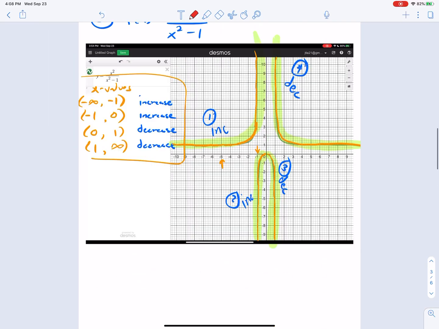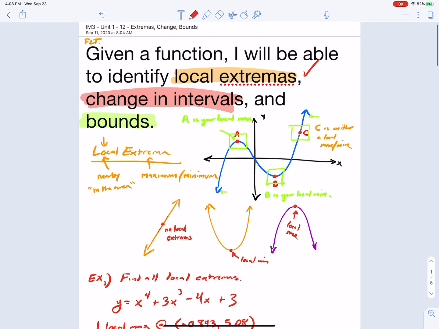So 3 things. You guys learned local extrema, whether it's a local max or a min. You learned how to describe if a function is increasing or decreasing using intervals. And you discussed bounds. We have all 3 taken care of. Very simple to do, but definitely practice, okay?